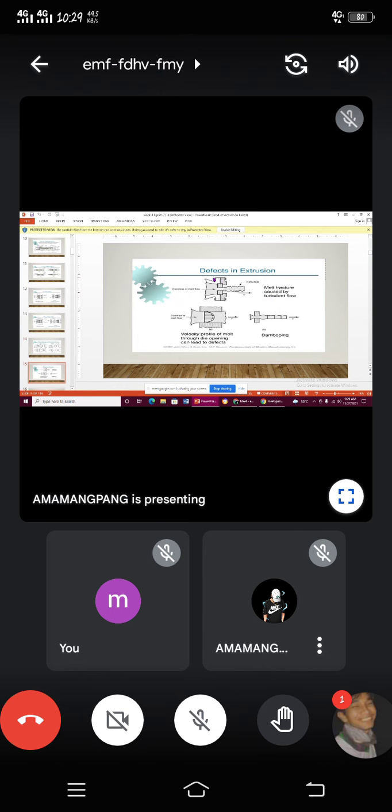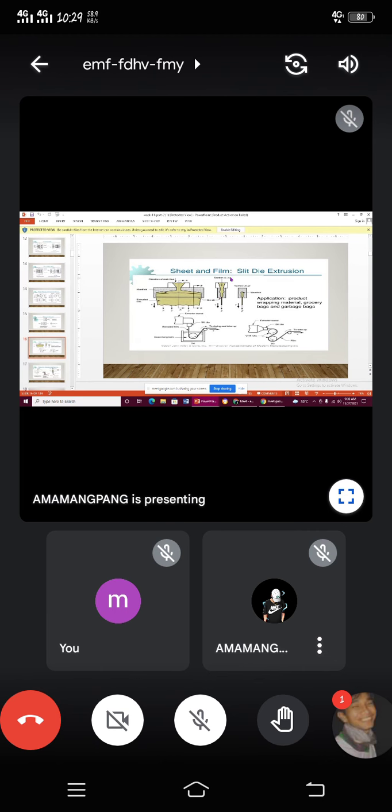So next is the defects of extrusion. So this is the melt structure caused by turbulent flow. So this is the diagram of the velocity profile. The melt through the die opening can lead to defects. This is the bambooing.